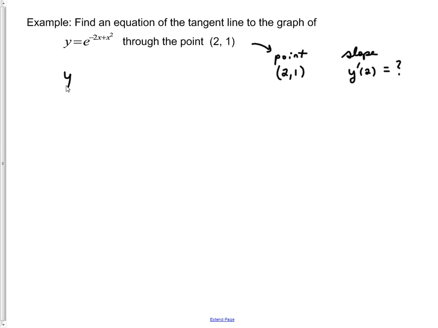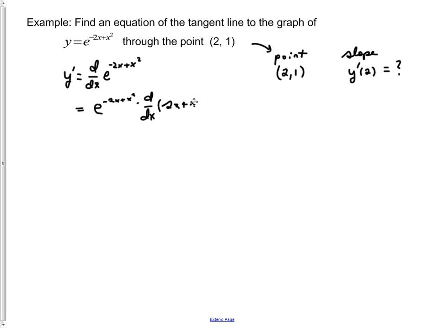All right, well, not too bad, right? Y prime will be the derivative of e to the negative 2x plus x squared. The derivative by the chain rule is going to be, well, e to the negative 2x plus x squared times the derivative of that exponent, negative 2x plus x squared.